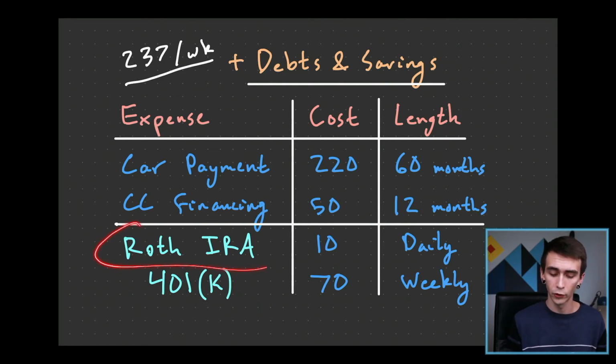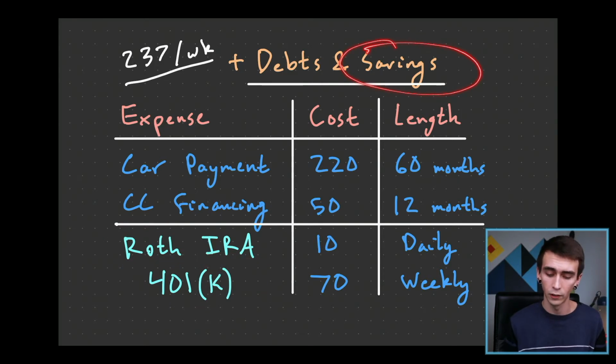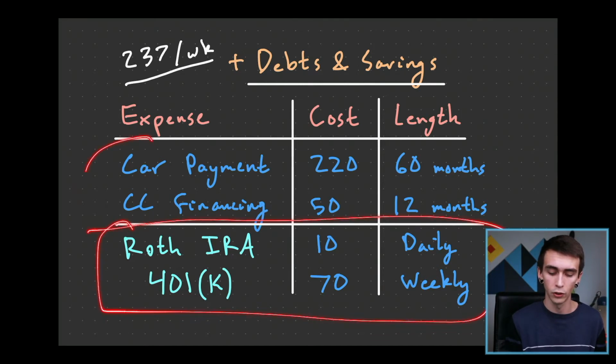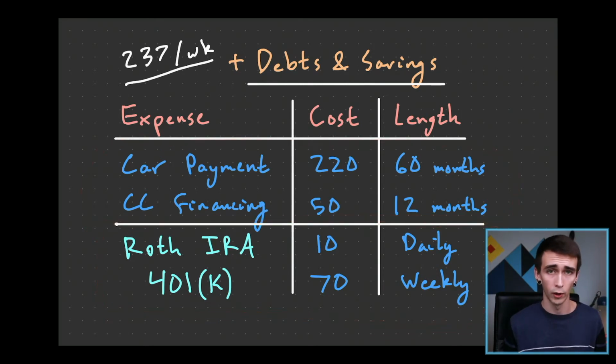And then down here we also have the Roth IRA and the 401k contributions because this counts as savings, and then we're going to use $10 a day for this example, and then $70 a week for the 401k part. So we're going to ignore this here at the bottom for just a second, and we're just going to focus on the car payment and the credit card financing.